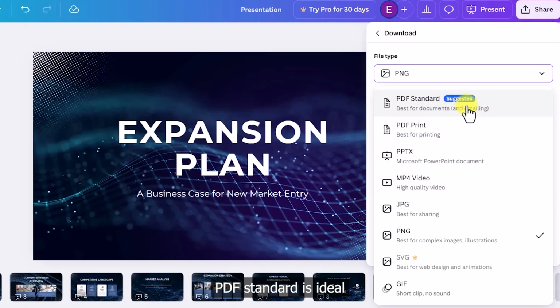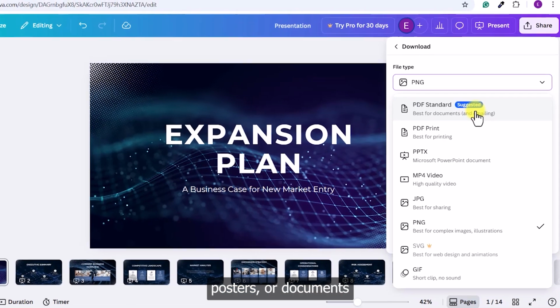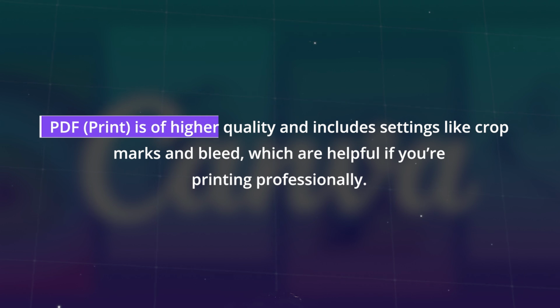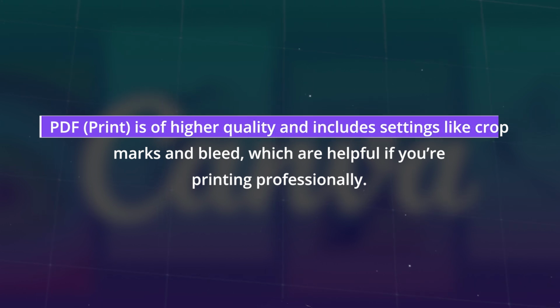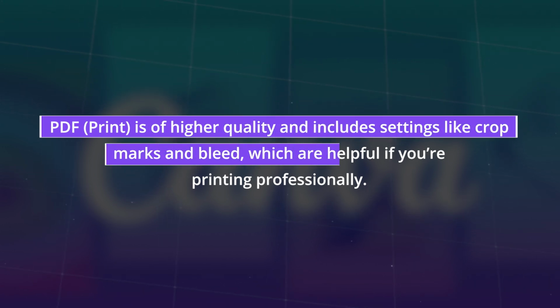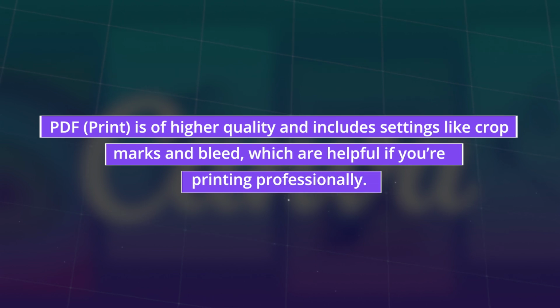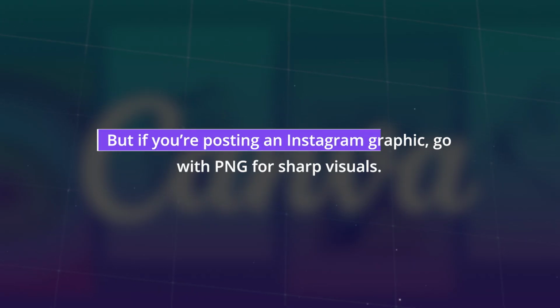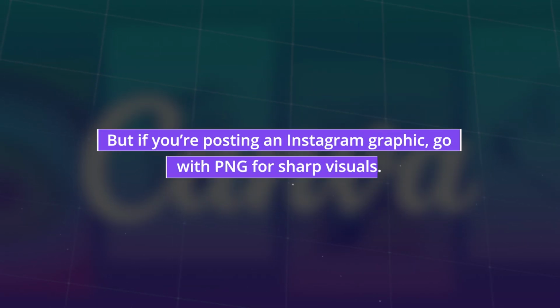PDF standard is ideal for sharing your designs digitally, like resumes, posters, or documents that need to be printed or emailed. PDF print is of higher quality and includes settings like crop marks and bleed, which are helpful if you are printing professionally. Example, when creating a business flyer, you would download it as a PDF print to send to a print shop. But if you are posting an Instagram graphic, go with PNG for sharp visuals.